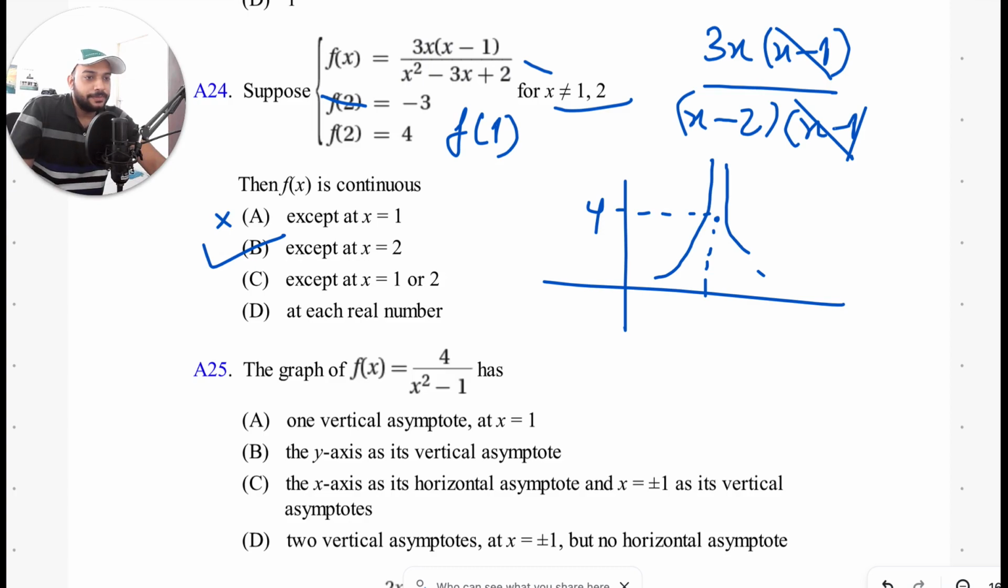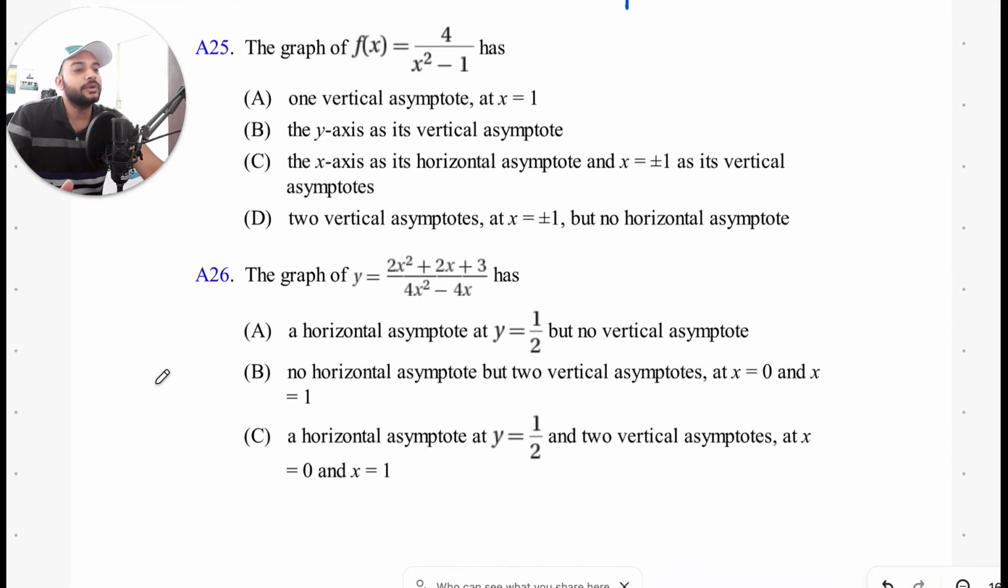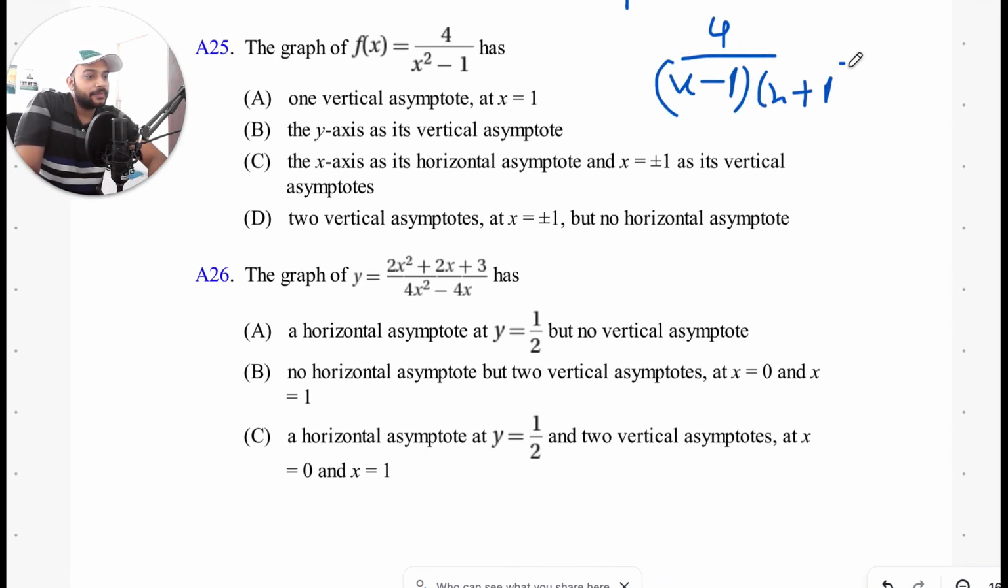So let's go to the next one. 25. The graph of f(x) is equal to 4 upon x squared minus 1 has. Okay. We're going to talk about asymptotes. 4 upon x squared minus 1. 4 upon x minus 1, x plus 1. That means at x is equal to 1 or at x is equal to -1, there are going to be vertical asymptotes. Vertical asymptotes, why do we say that? Because at these values of x, the y is going to go to infinity. It's going to approach infinity. Okay. So x is equal to 1 vertical asymptote.